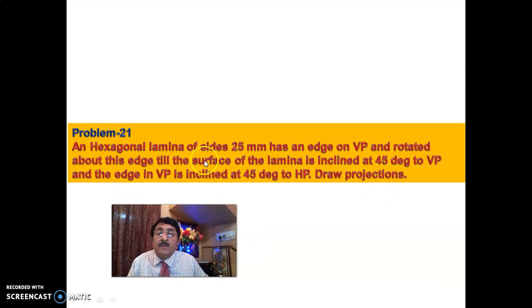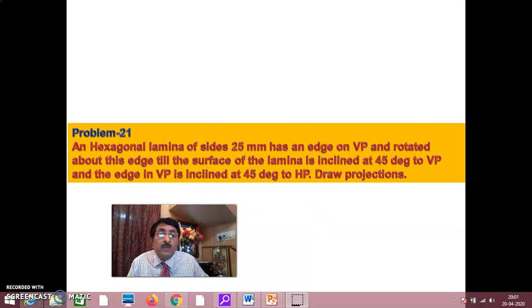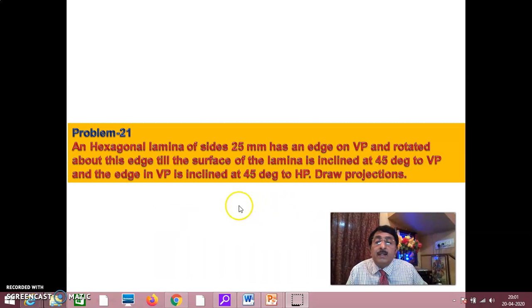Okay, now hexagonal lamina of size 25. See here, hexagonal lamina of size 25 has an edge on VP. Had it been edge on HP, I would have started from the top view edge position. Now, hexagonal lamina of size 25 has an edge on VP means edge position, you start from the front view and rotate it about this stage till the surface of the lamina is inclined at 45 degrees to VP and edge in VP inclined at 45 degrees to HP. Those things will become simple, but your starting has to be proper. Be careful. Your starting has to be clearly correct.